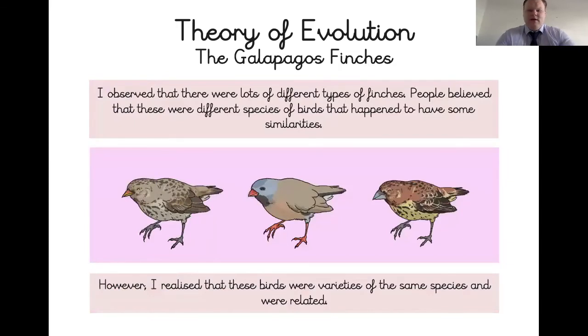So, this is Charles Darwin speaking now. I observed that there were lots of different types of finches, type of bird, and people believed that these were different species of birds that happened to have some similarities. So that's what people thought. They look different, different bird. Fair enough. However, I realized that these birds were varieties of the same species and that they were actually related.